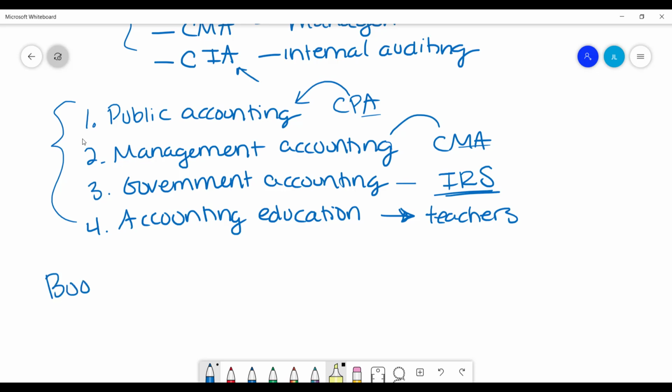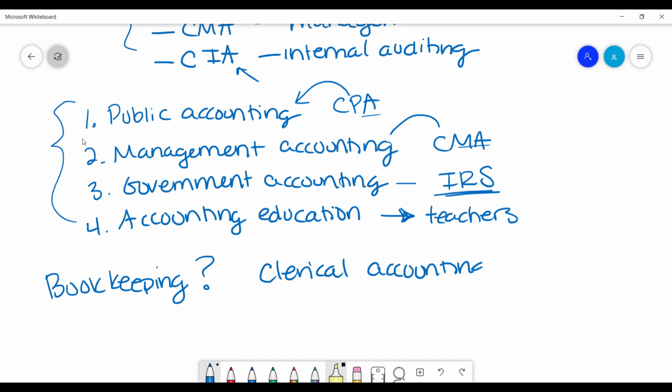But what about bookkeeping? Because that's usually what a lot of people think of when they think accounting. This is just the clerical side of accounting. Are we going to be learning about this? Yes. Basically, a lot of what we're going to do in this class is learning about the clerical side, how to record routine transactions that happen every day. We're going to be focusing a lot on that.